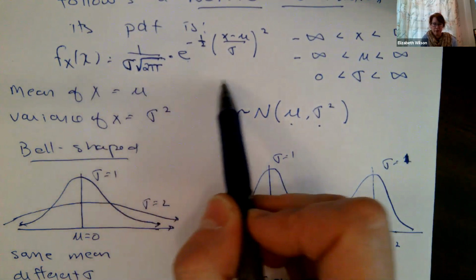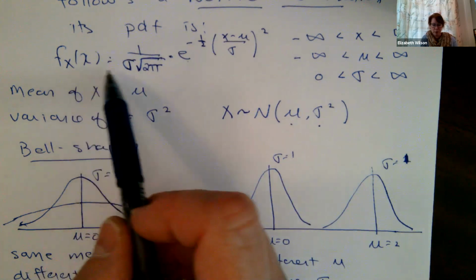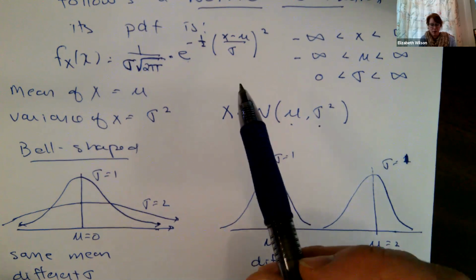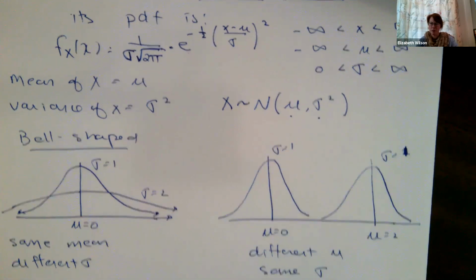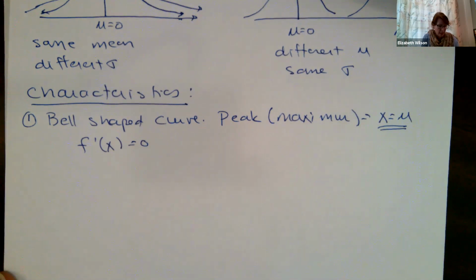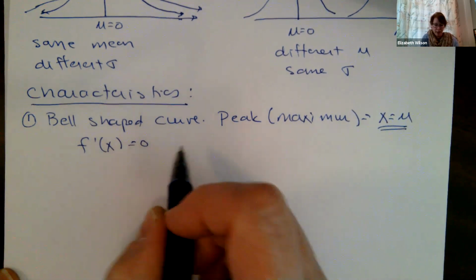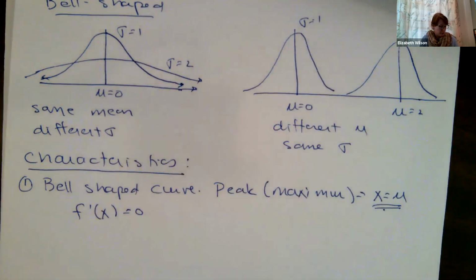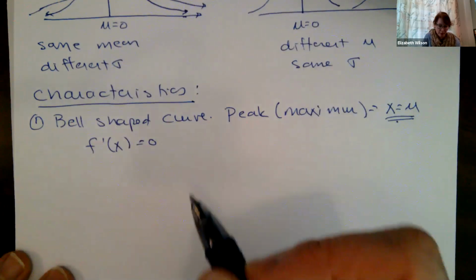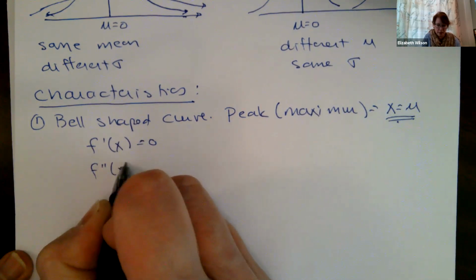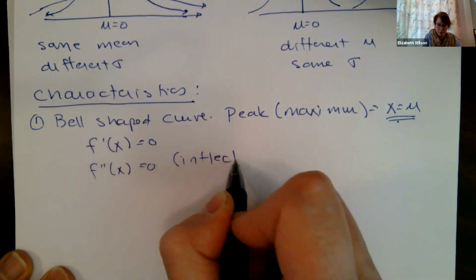So this is the PDF that I'm working with, 1 over sigma radical 2 pi times e to the minus 1/2 x minus mu divided by sigma quantity squared. If I take the derivative of that, set it equal to 0, and solve for x, I'm going to find that x is equal to mu. That gives me my characteristic right here. Now if I take my second derivative and set it equal to 0, this is going to give us our inflection points.